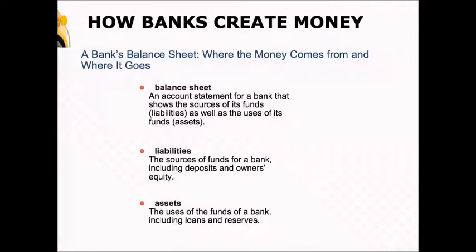Right? Now, assets are the uses of the funds. This is what is owed to a bank. So a bank either uses its funds, and we're going to look at a simplified bank, where it either makes loans or it holds reserves. It keeps money either in its vault or at what we'll find out is the Federal Reserve, as reserves.